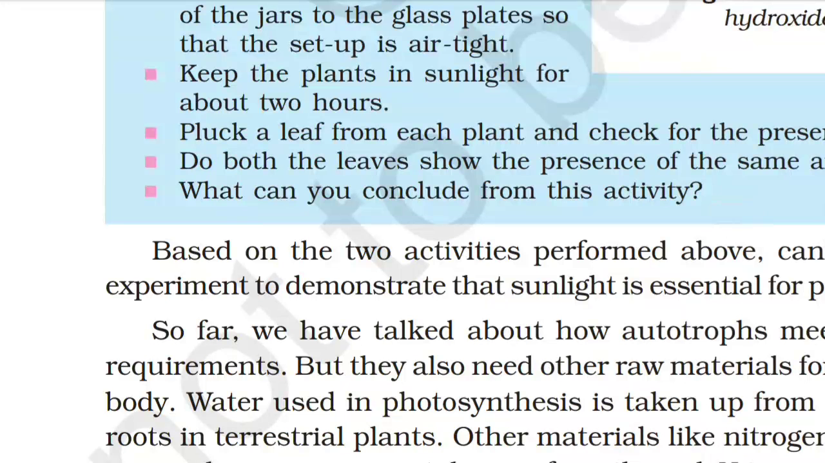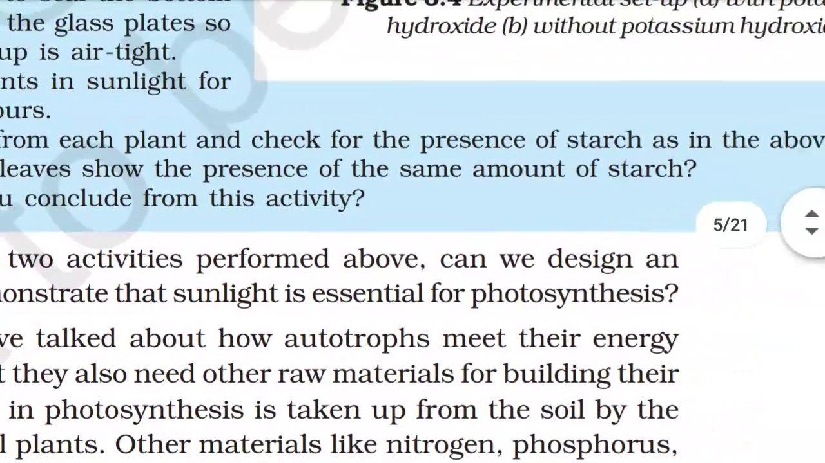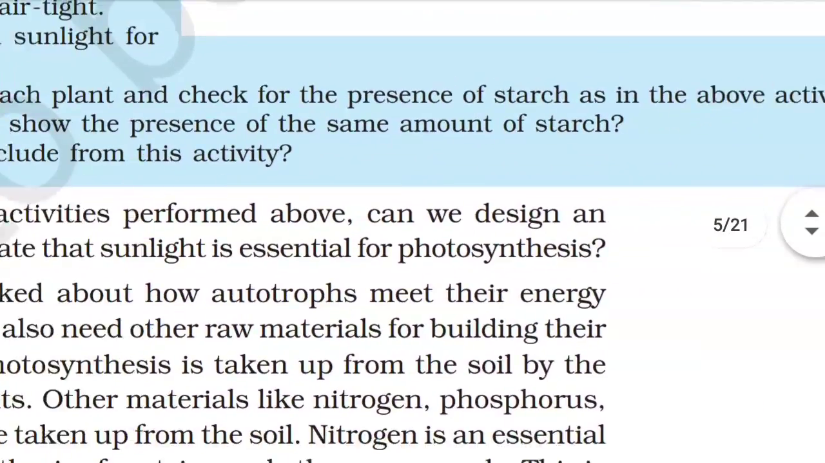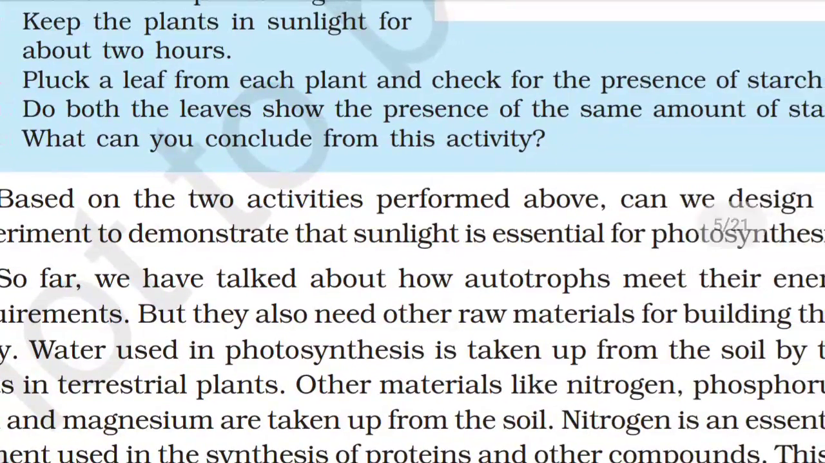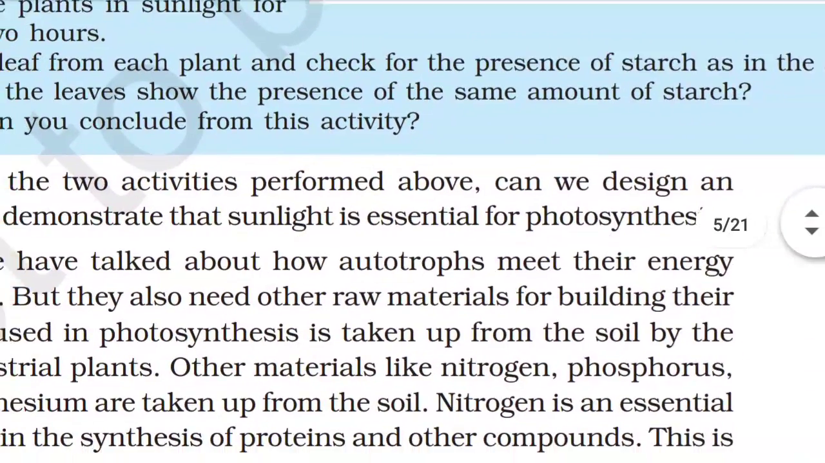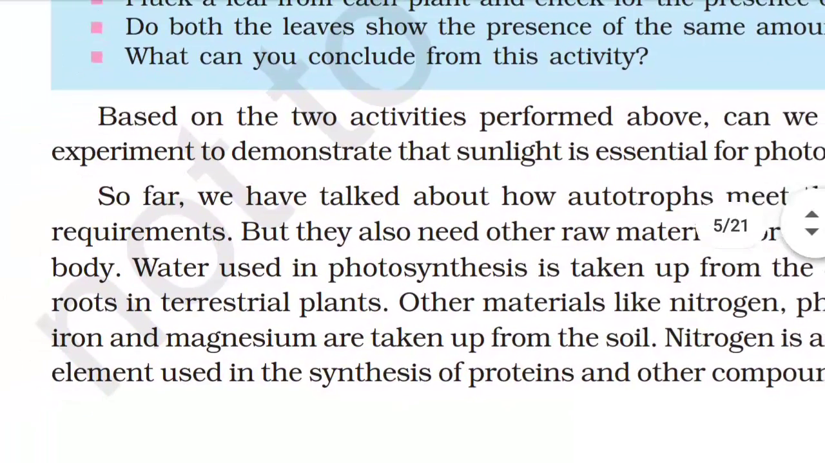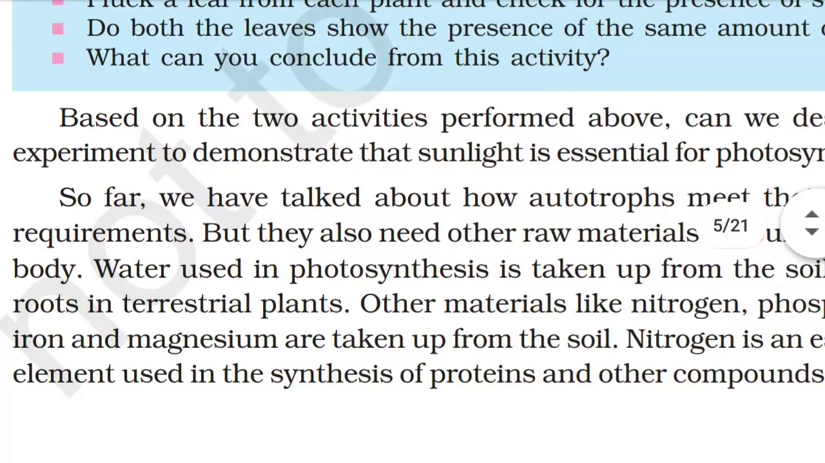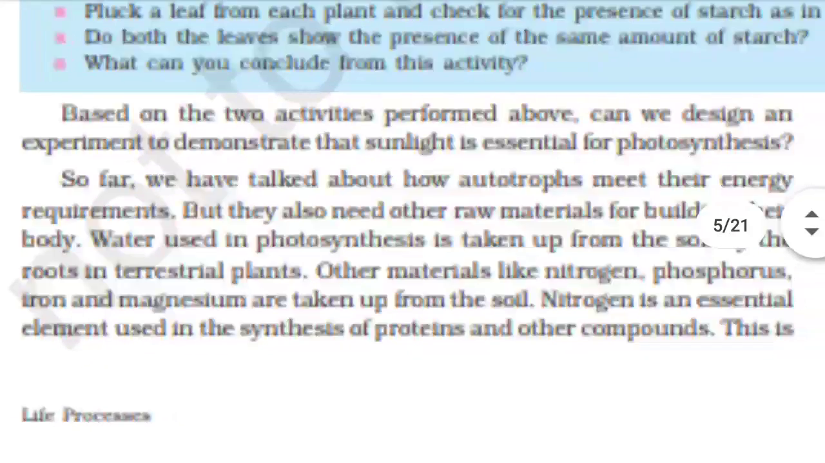Keep the plants in sunlight for about 2 hours. Pluck a leaf from each plant and check for the presence of starch as in the above activity. Do both the leaves show the presence of the same amount of starch? What can you conclude from this activity? Based on the two activities performed above, we can design an experiment to demonstrate that sunlight is essential for photosynthesis.